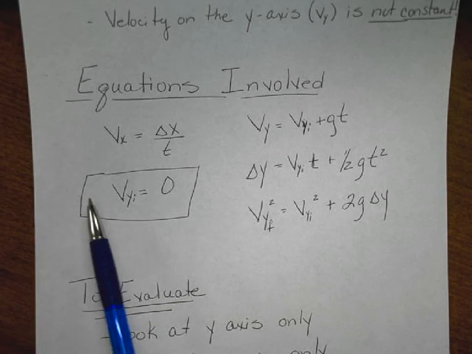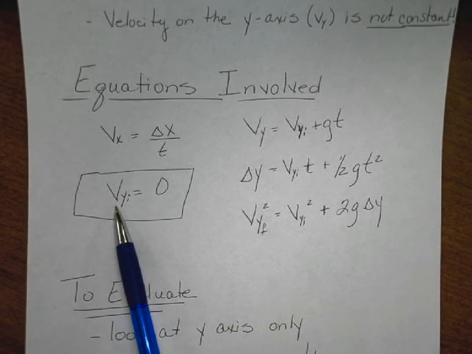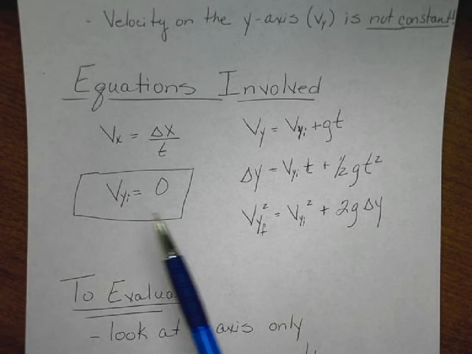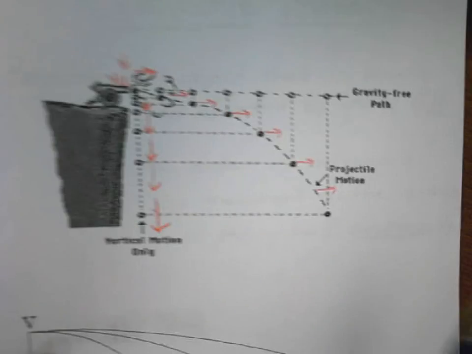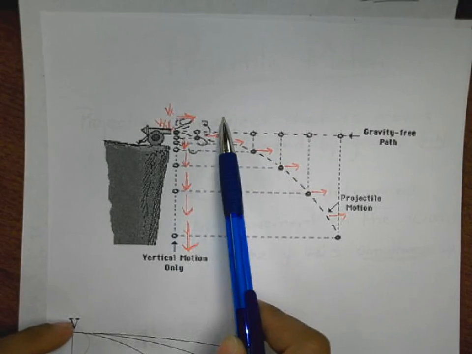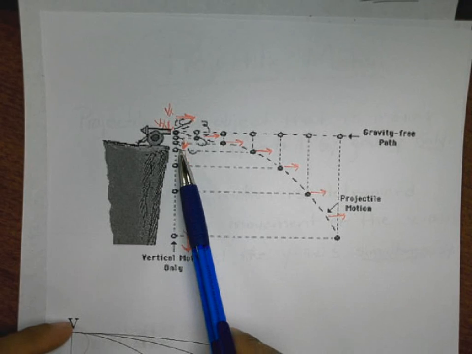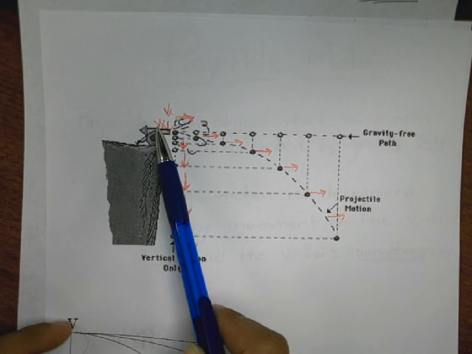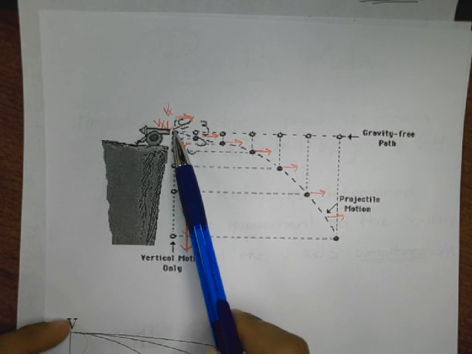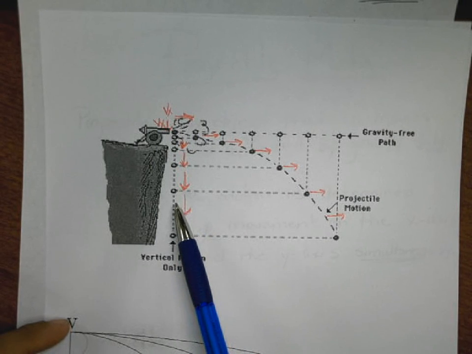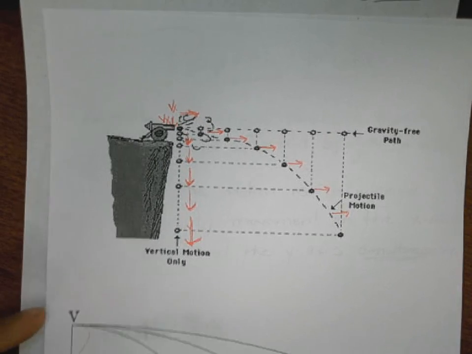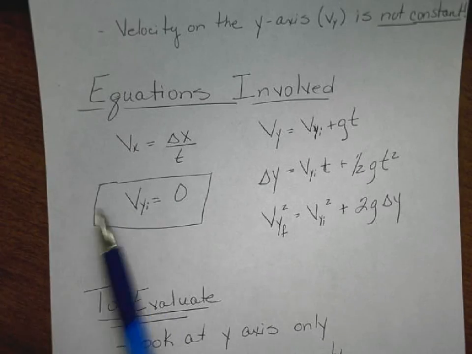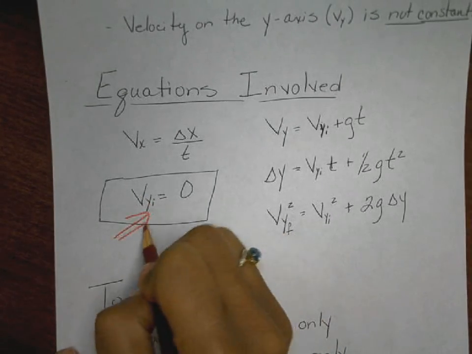Now what is interesting is that the initial velocity on the y-axis for a horizontal projectile is 0. Initially, the ball is shot out this way, not this way. So initially, the velocity on the y-axis is 0. Then gravity grabs a hold of it and begins to pull it down, making it go faster and faster and faster. This is for a horizontal projectile. Again, we'll get to vertical later. So this is key. Velocity on the y is 0.